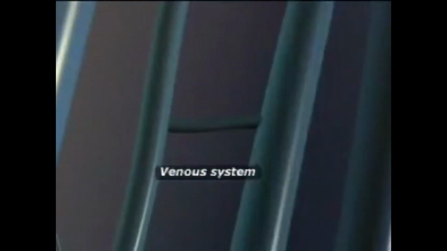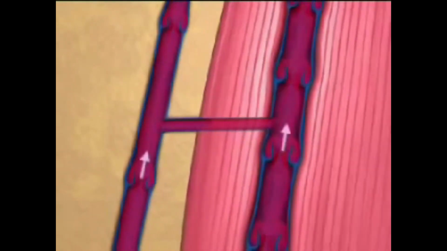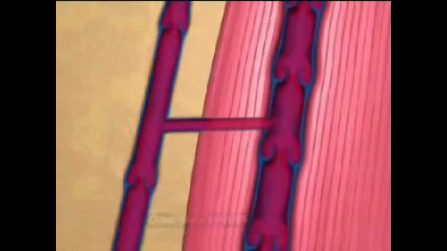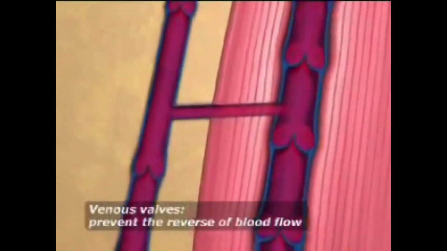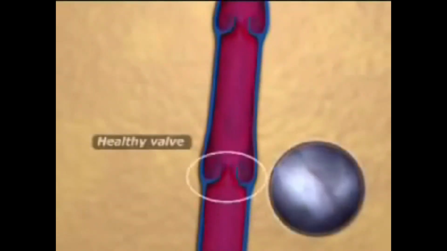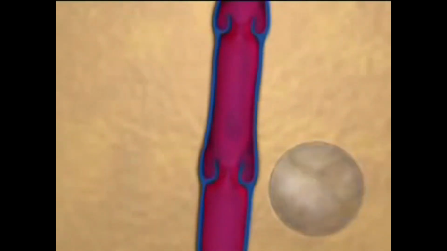Let's now travel into the venous system as we have never seen it before. The role of the venous system is to return the deoxygenated blood from the lower extremities to the heart. To counterbalance the effect of gravity, the veins of the legs are equipped with a series of one-way valves that prevent the return of blood flow toward the feet. When these valves are healthy, they function in concert with the contractions of the calf muscle pumps to allow the return of venous blood in an upward direction to the heart.